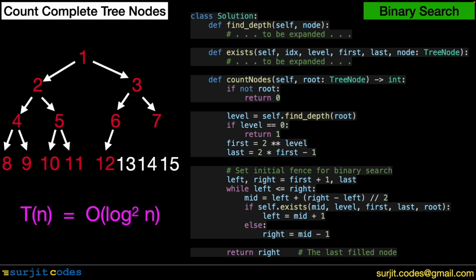Further, in each iteration, exists function is called, which itself has time complexity of the order of log n. So the overall time complexity is square of the height of the tree, which is still less than the time complexity that is linear in n. Find depth is called once in the beginning of the program, and its time complexity of the order of log n is negligible compared to the overall time complexity. No extra memory proportional to n is used this time, so space requirement is constant.